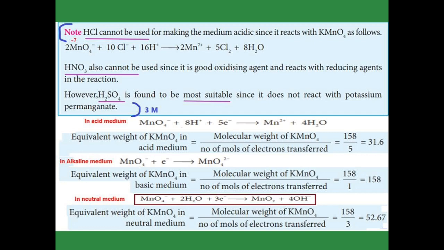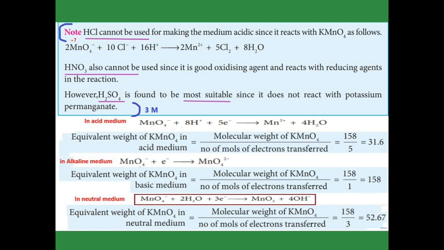We already know that in acid medium the potassium permanganate gains 5 electrons. So I wrote the reaction here. The equivalent weight of KMnO4 formula is the molecular weight of KMnO4 divided by the number of moles of electrons transferred. In acid medium, 5 moles of electrons are transferred, and the molecular weight is 158. So 158 divided by 5, we get 31.6. So the equivalent weight of KMnO4 in acid medium is 31.6.